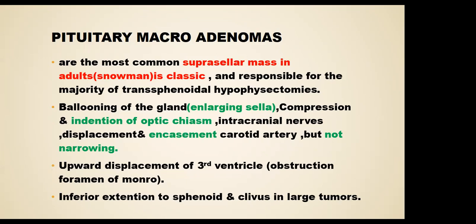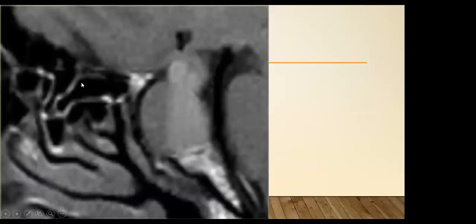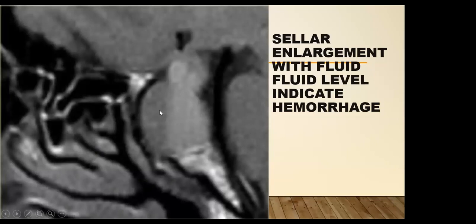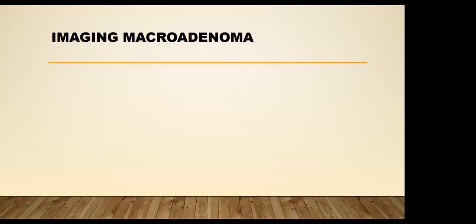This is the sagittal and the coronal section showing the pituitary gland with a snowman appearance. This is a macroadenoma and the snowman appearance of it, which is the classical appearance, and how it compressed the optic chiasm here. This is a sagittal section showing a macroadenoma with a fluid level, which represents a hemorrhage. Mostly it occurs in apoplexy rather than macroadenoma.